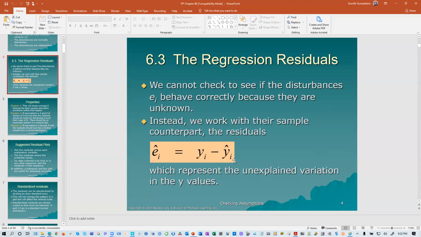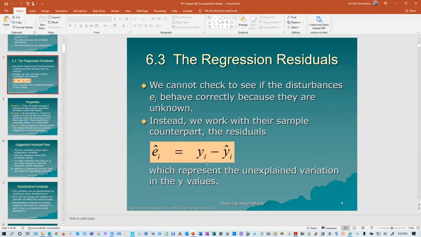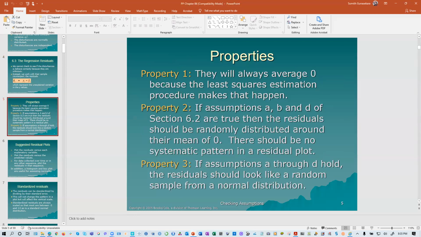So in that gap, the error has to be minimized. By minimizing the error, you can find something like this. That's what they say: they will always average 0. If you sum up the errors for all the data points, that particular summation would be 0. So that's why they say error will always have a 0 mean, or 0 average.